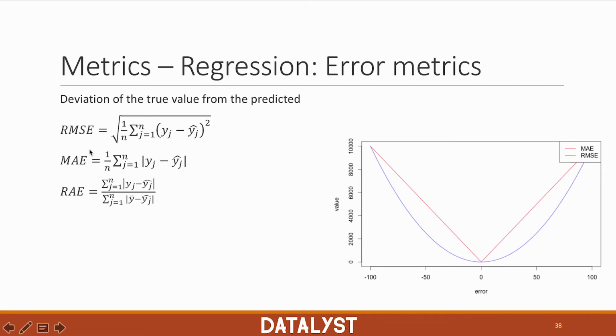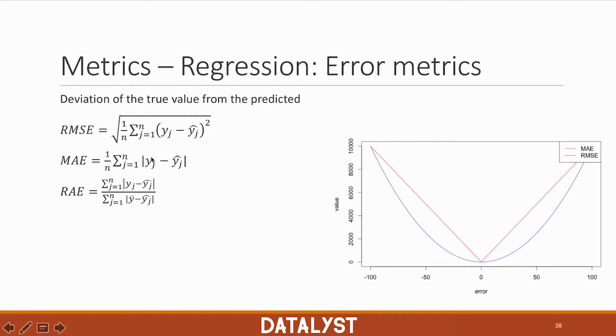The reason we do this is because by getting the root, we can express the error in the original unit of measurement of the data points. So if, for example, we're measuring dollars, then the root mean squared error is again measured in dollars, which is a very useful property.